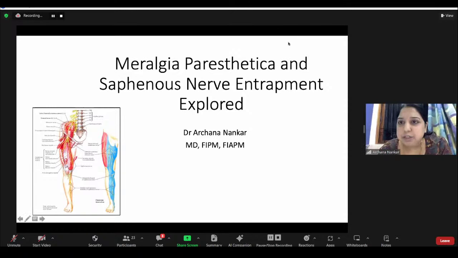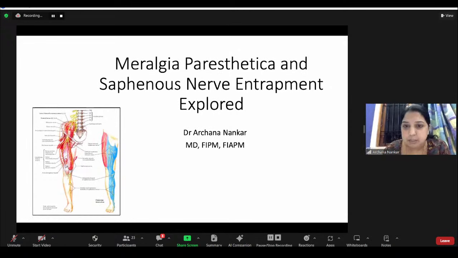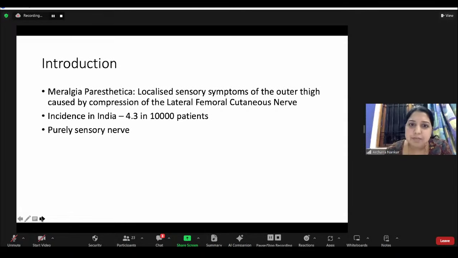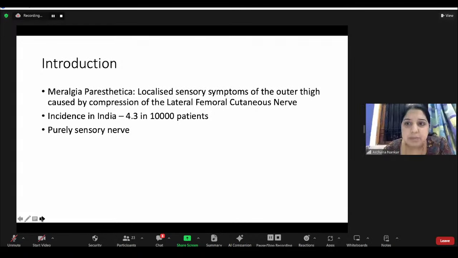Okay, so moving on. My topic is Meralgia Paresthetica and Saphenous Nerve Entrapment. I'll be starting with the introduction, the basic anatomy, etiology, diagnosis and differential diagnosis, clinical evaluation, investigations and management. Meralgia Paresthetica, as everybody is familiar with, is a localized sensory symptom of the outer thigh caused by compression of the lateral femoral cutaneous nerve. Its incidence in India is 4.3 in 10,000 patients, and it's a purely sensory nerve.